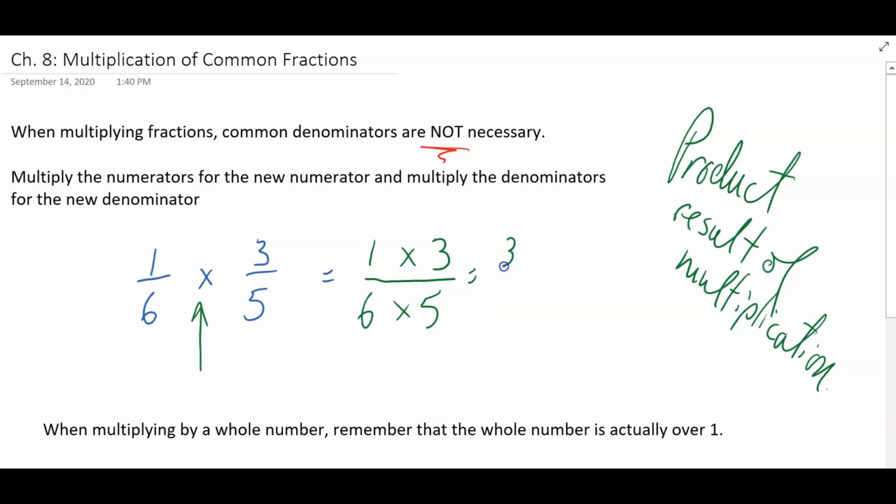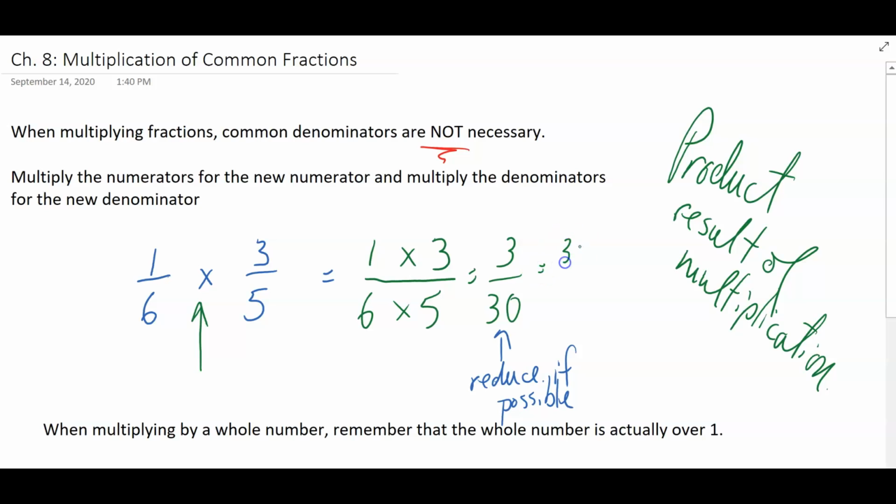This will give us 3 over 30. And anytime you can reduce, you should reduce. Reduce if possible, okay? That just means if there is a common factor in each of the numerator and the denominator, then it can be divided away. So here's how it looks in the long form.